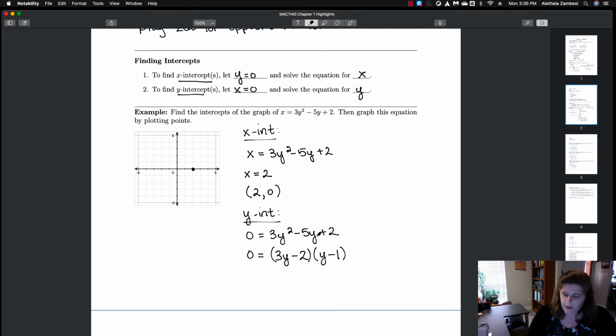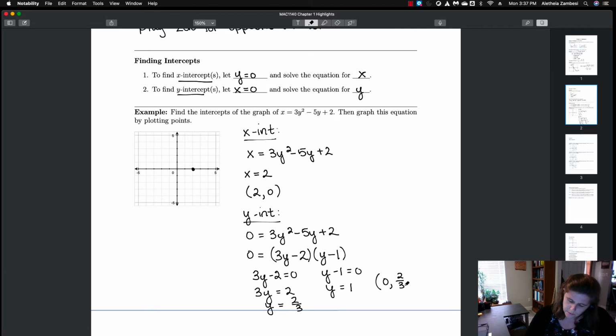Now, anytime we factor, then we set each factor equal to 0 to solve. So 3y minus 2 is equal to 0, and y minus 1 is equal to 0. Adding 1 to both sides gives us y equals 1 here. 3y is equal to 2. Y is equal to 2/3. So I have two intercepts, 0 and 2/3, and 0 and 1. So 0 and 1 is here, 0 and 2/3. It's a little bit off graphically.